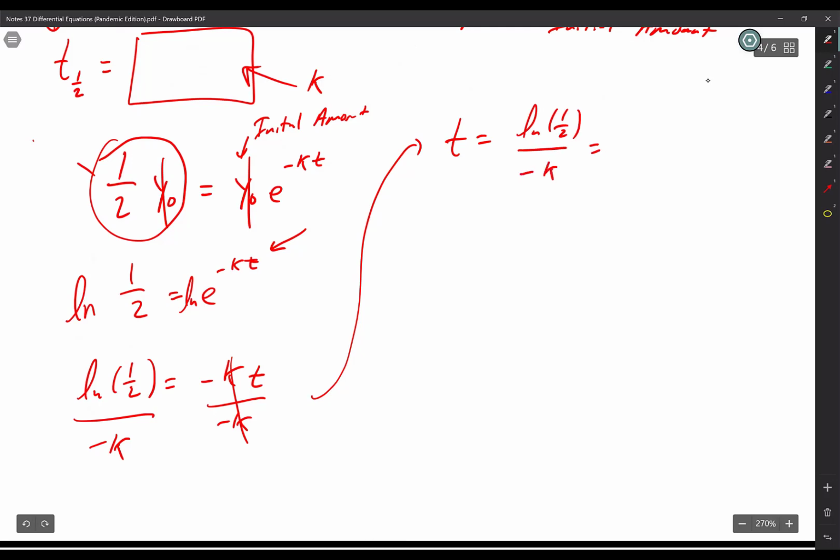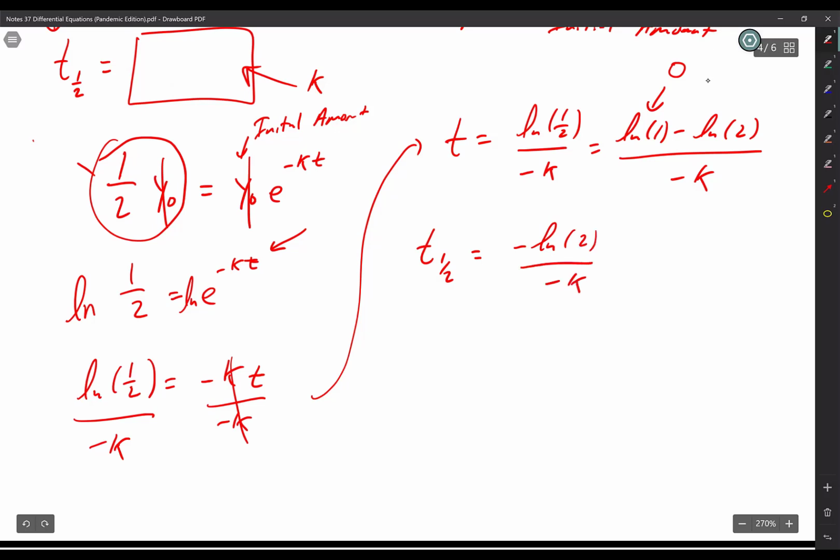But the formula that you see in the textbooks is not ln of a half, it's ln of 2. So how do we get that? Well, ln of half is the same thing as saying ln of 1 minus ln of 2. And hopefully you remember that ln of 1 is 0. And I'm going to put the half there because that means it is a half-life. So negative ln of 2 divided by negative k is just ln of 2 divided by k. So yeah, they're right. It only depends on k.